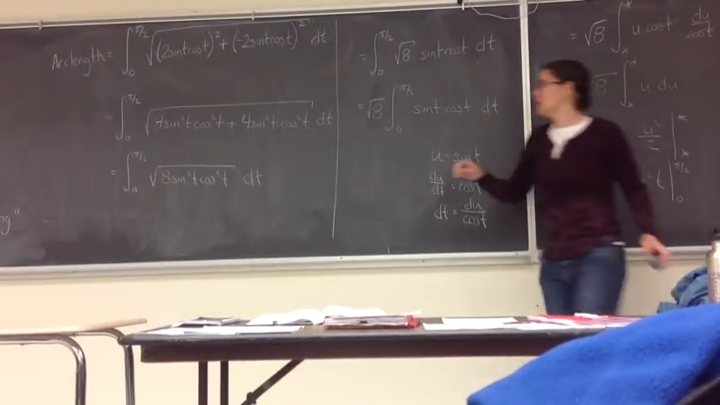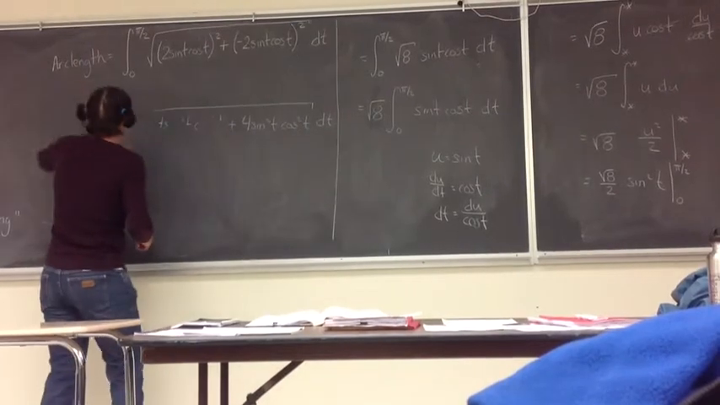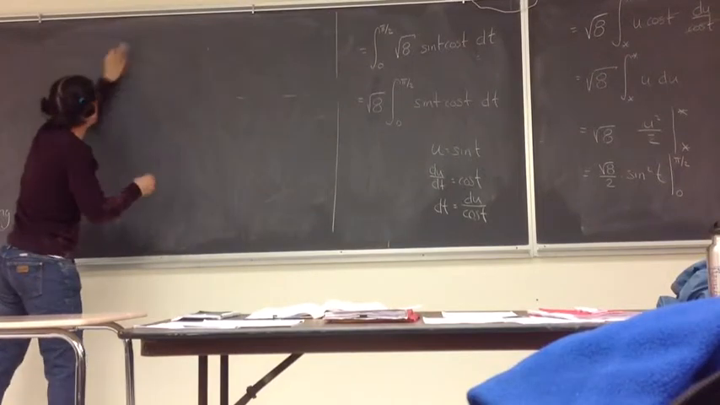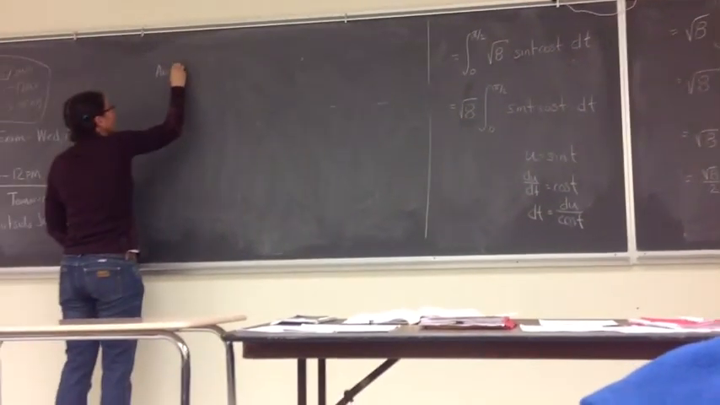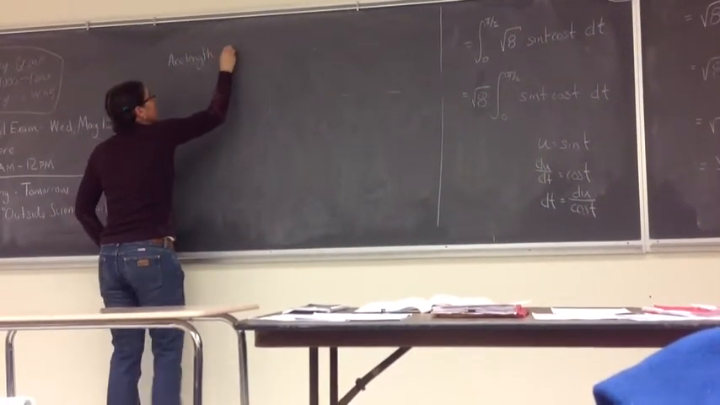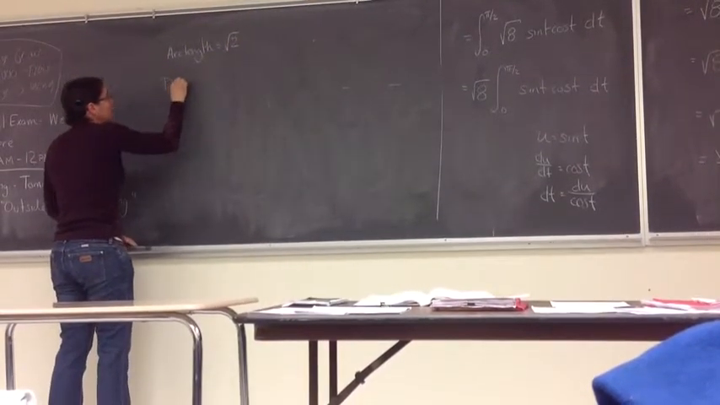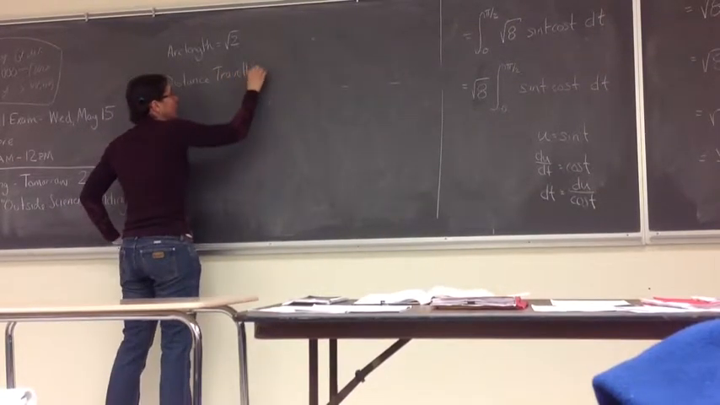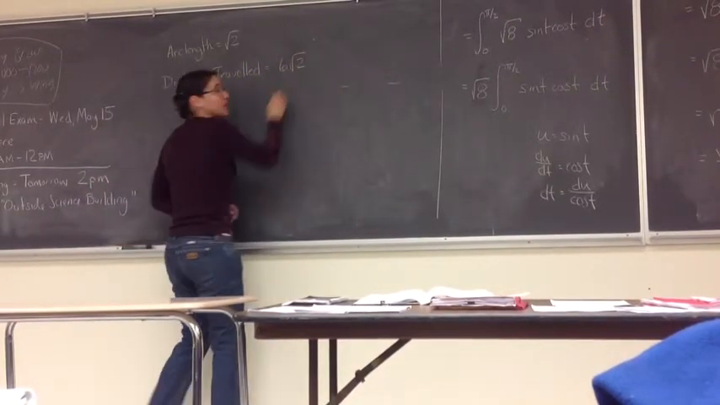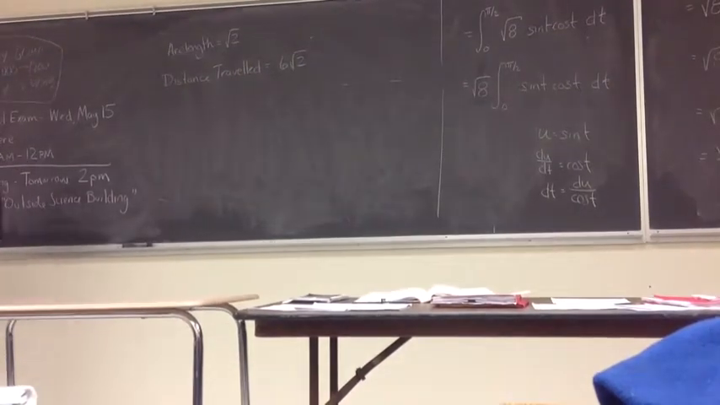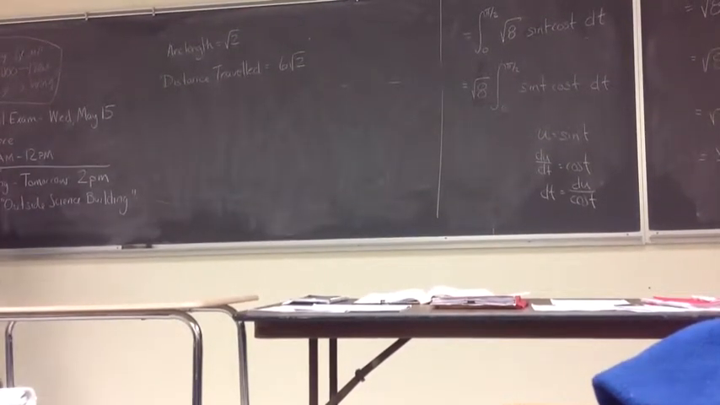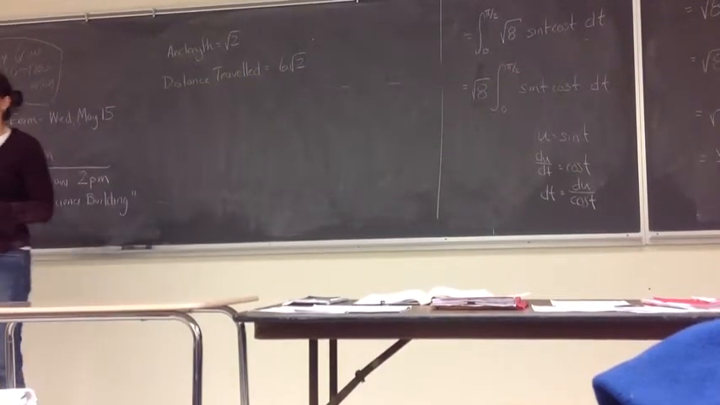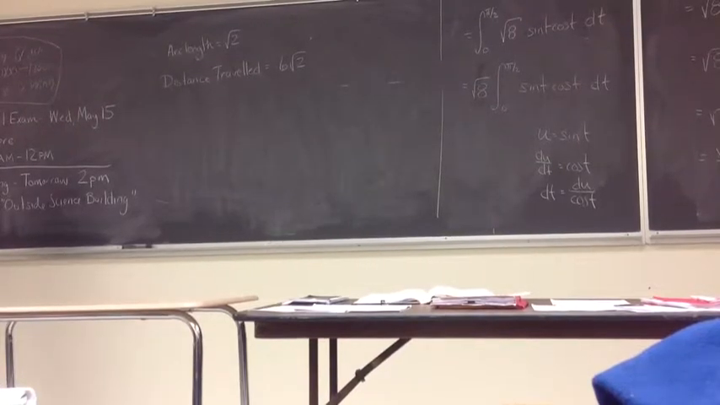Yes, so a concluding comment on this one, if we were summarizing this particular problem, would be that the arc length is equal to square root of 2, but the distance traveled is equal to 6 square root of 2, because the particle traveled along that path 6 times. And the only clear reason that we know that is by drawing the picture and looking at it. Okay, other questions or comments?